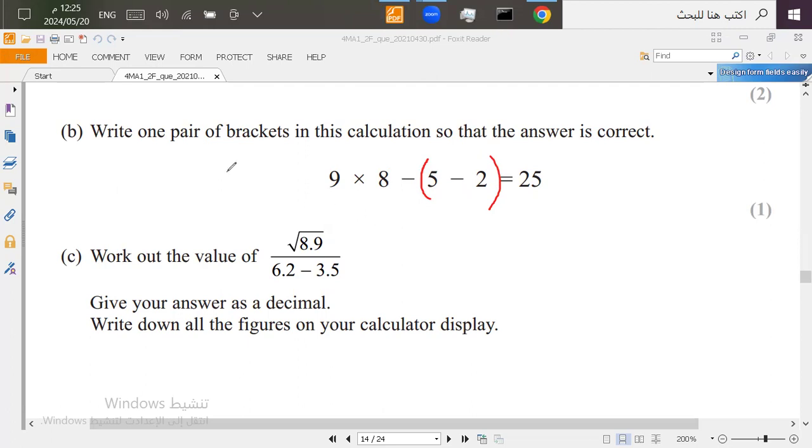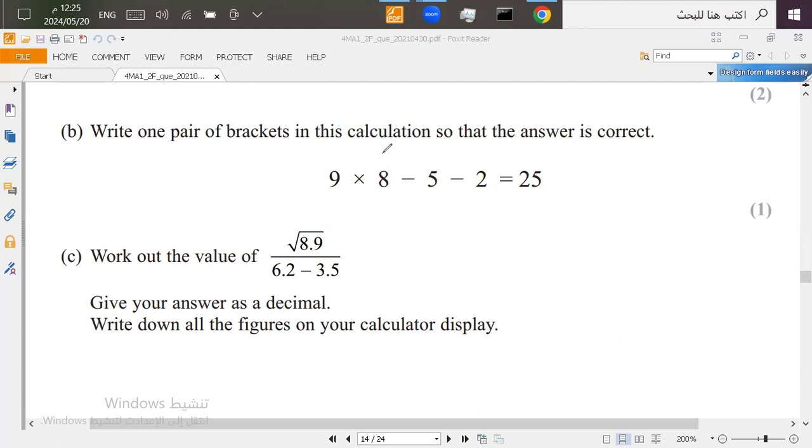So let's try it with a calculator. Putting brackets here. So here we have 9 times 8 minus bracket 5 minus 2 close bracket. And the answer is not 69. Now let's remove this bracket and try to put it here. Now let's remove this bracket because it didn't work.